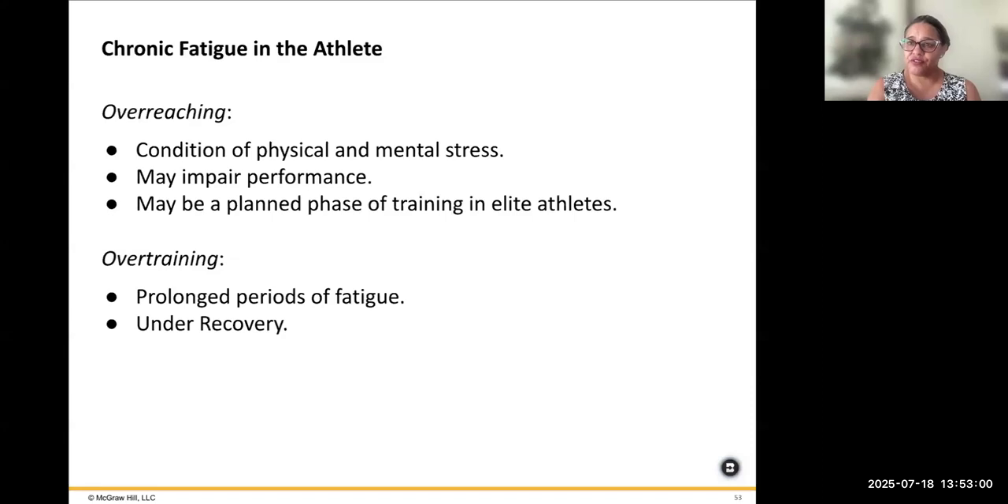In the athlete, chronic fatigue is caused by two main things: overreaching. The condition of physical and mental stress, it may impair performance. It may be a planned phase of training in elite athletes, you're training for that stress. Or overtraining, which are prolonged periods of fatigue. And a lot of the time it's due to under recovery. A person doesn't give their muscles enough time to rest and recover, or they're not eating the correct amount or the correct nutrients to be able to recover properly.